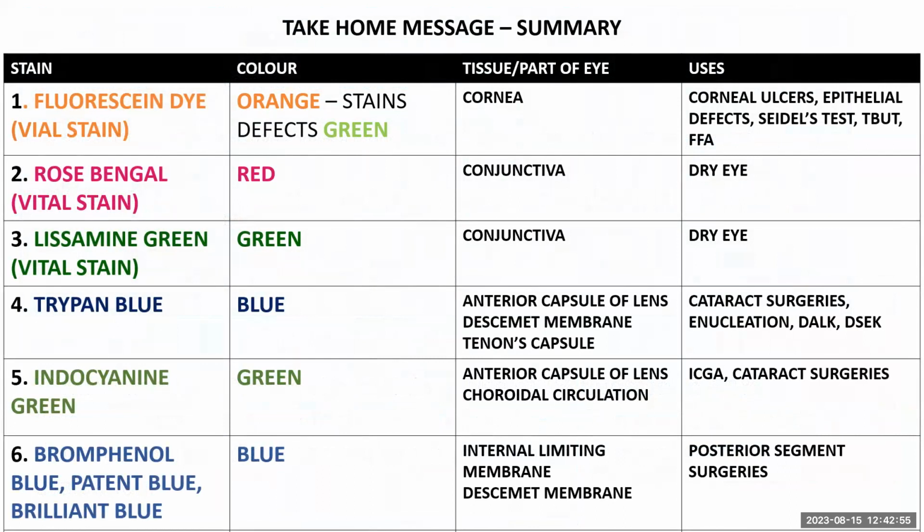Hence, to summarize, these are the stains used in ophthalmology. Fluorescein dye, it is orange in color but stains green and stains the cornea, and it is used for corneal ulcers, epithelial defects, Seidel's test, tear film breakup time, and fundus fluorescein angiography.